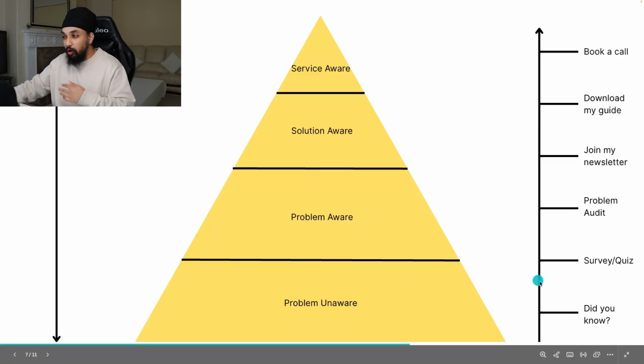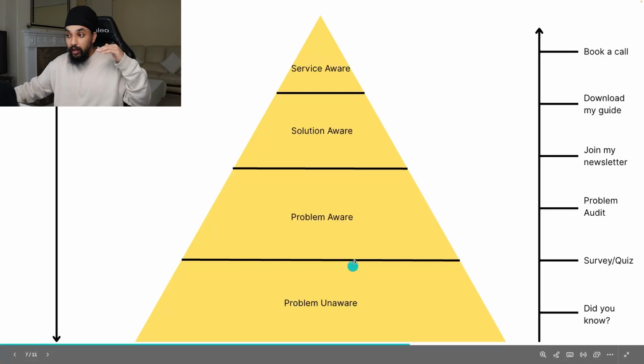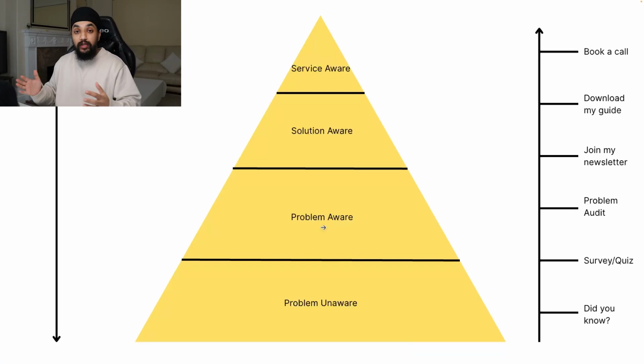And then even at the problem aware people, when they're getting into that stage, you can give them surveys or quizzes to help them understand how bad of a problem that they actually have. A lot of the time, even just in problem aware, the one above that is problem audit. Sometimes just saying, for example, I used to do calendar audits with people. So people that were aware that they had a problem, but they didn't know the extent of the problem. They didn't know that there's an actual solution.